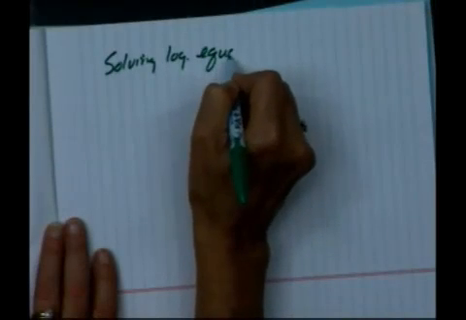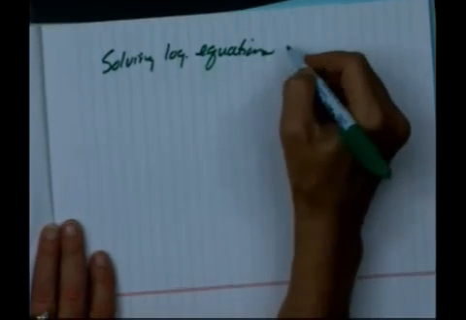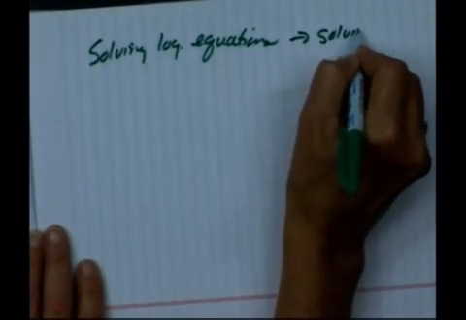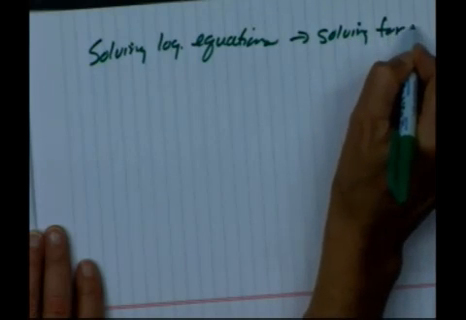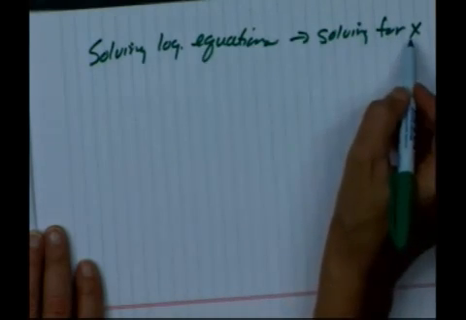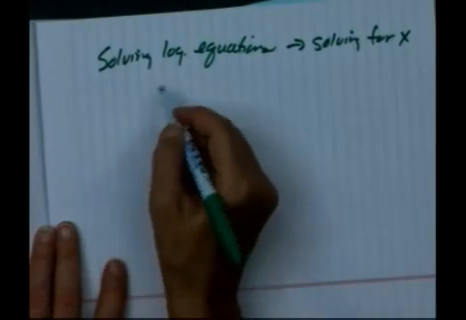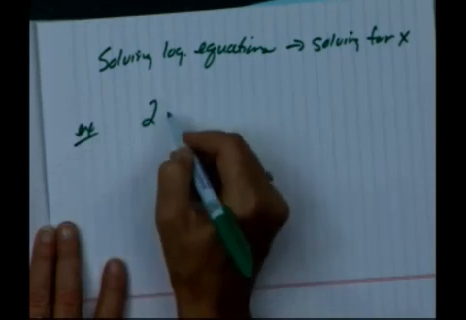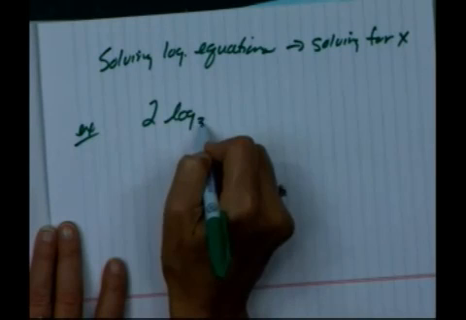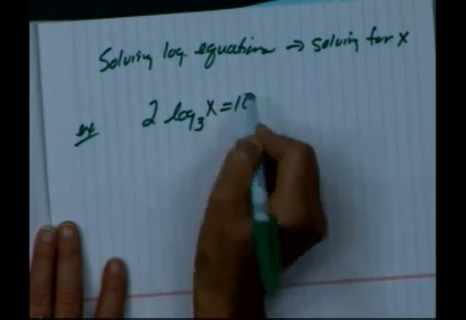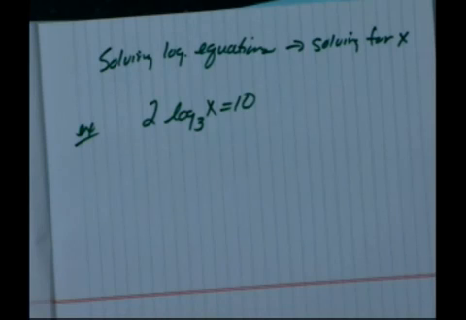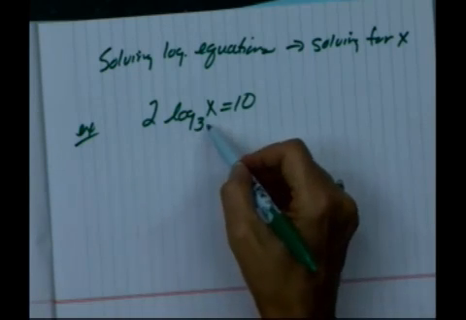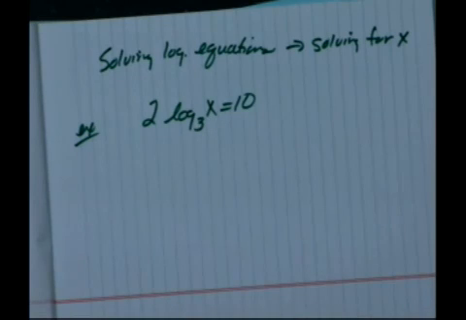So let's start out solving log equations. Okay, so really we are solving for the variable. It's an equation. We have an unknown x. Let's start out kind of easy. Here's my example: 2 times the log to the base 3 of x equals 10.